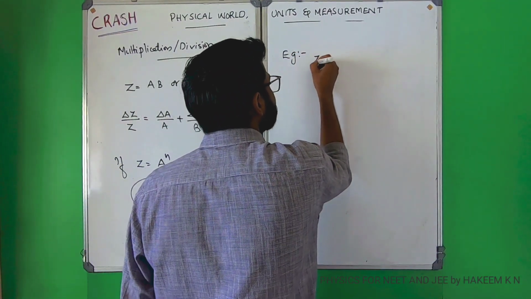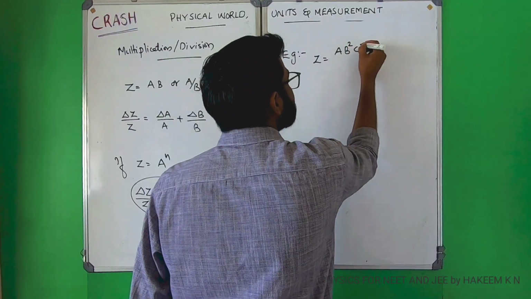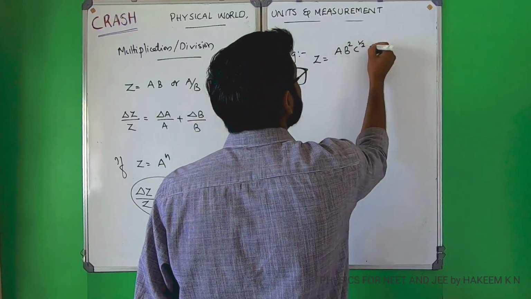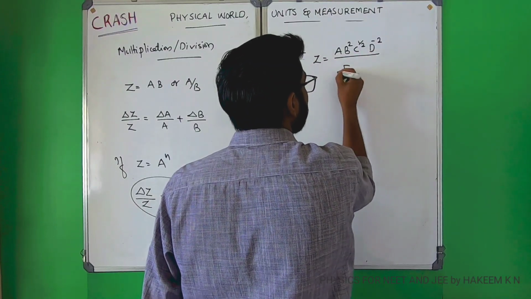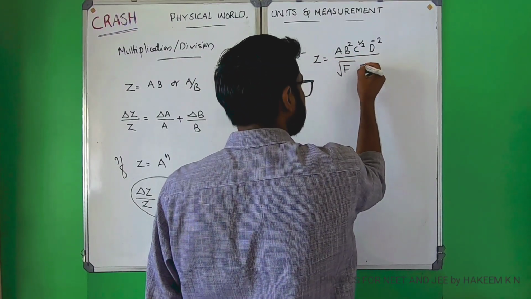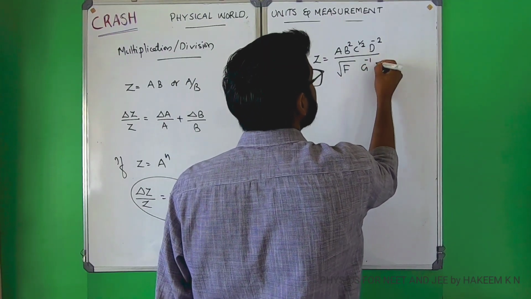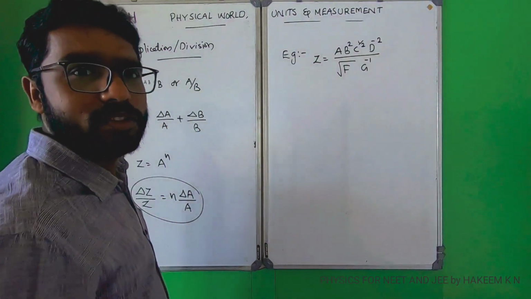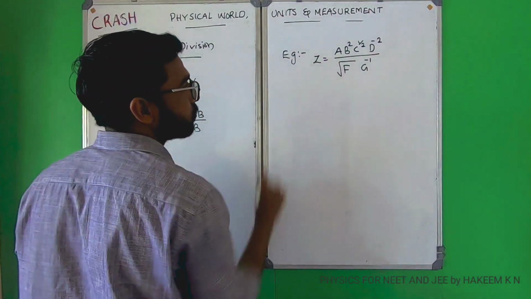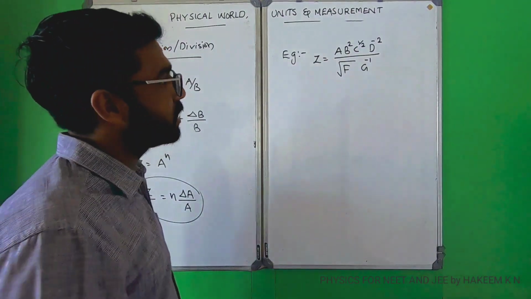A quantity Z equal to A B square C raised to 1 by 2 D raised to minus 2 divided by root F G raised to minus 1. Then what is the relative error in Z? Can you do it? Can you say that equation?